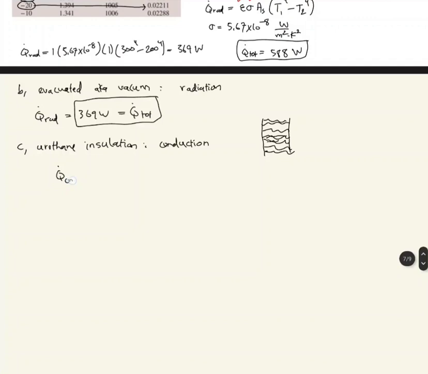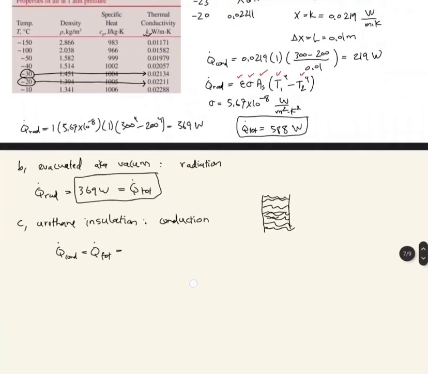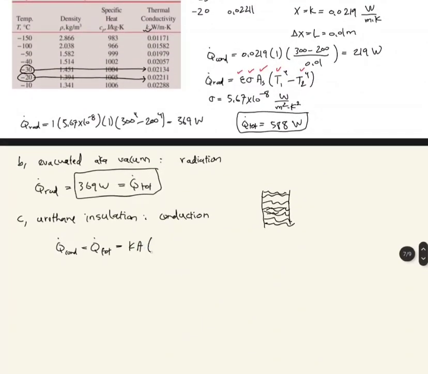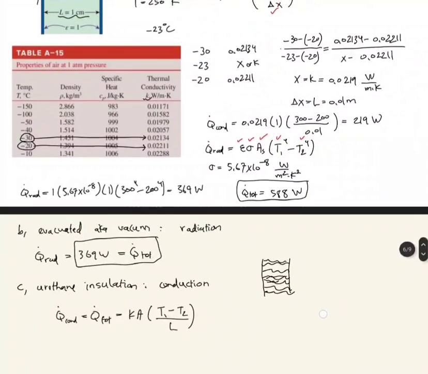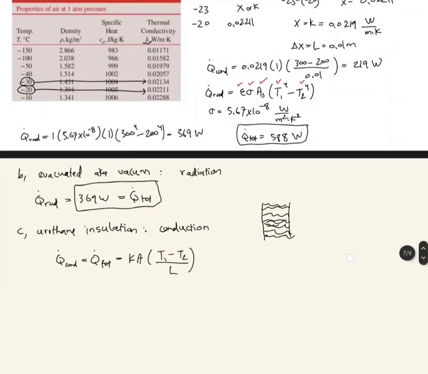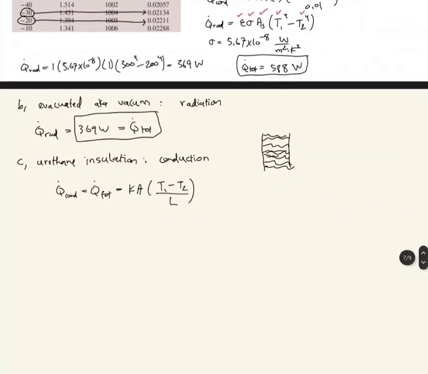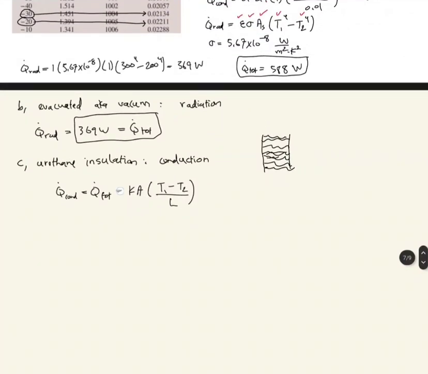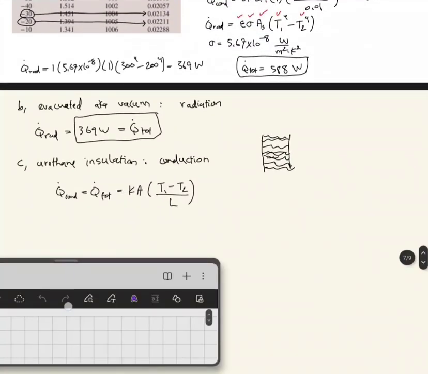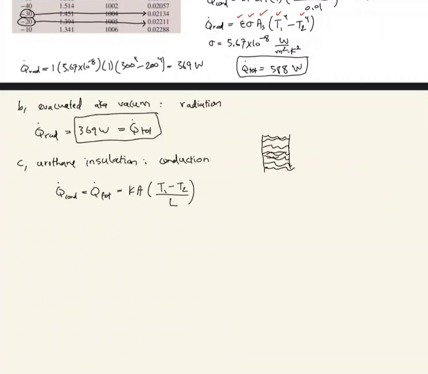Formula for that is conduction, which is the Q total, K A T1 minus T2 divided by L. That's the formula. And we just plug in the data, but first we have to find what is K in this case.